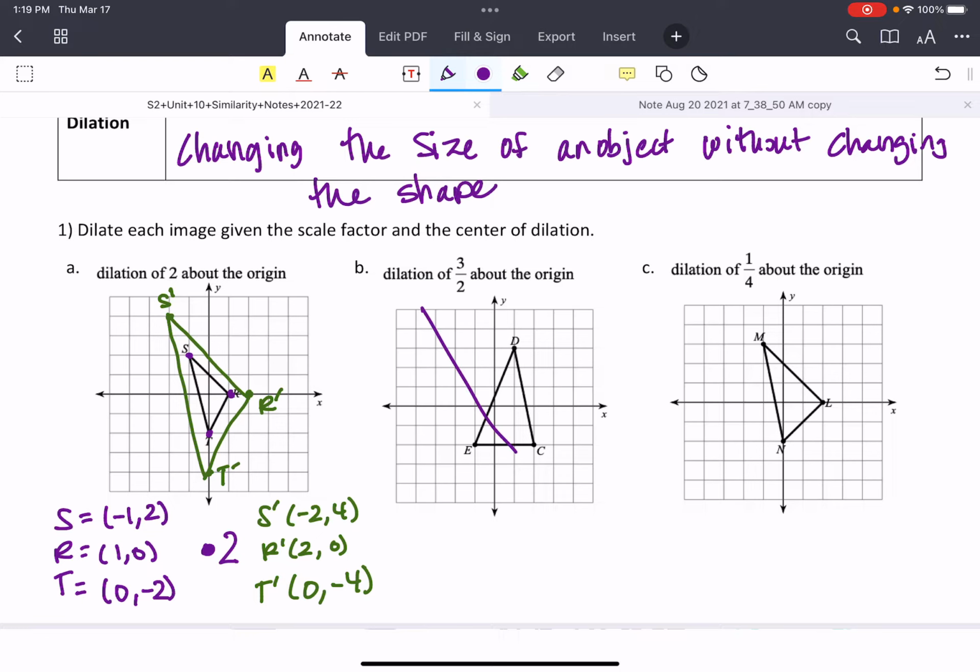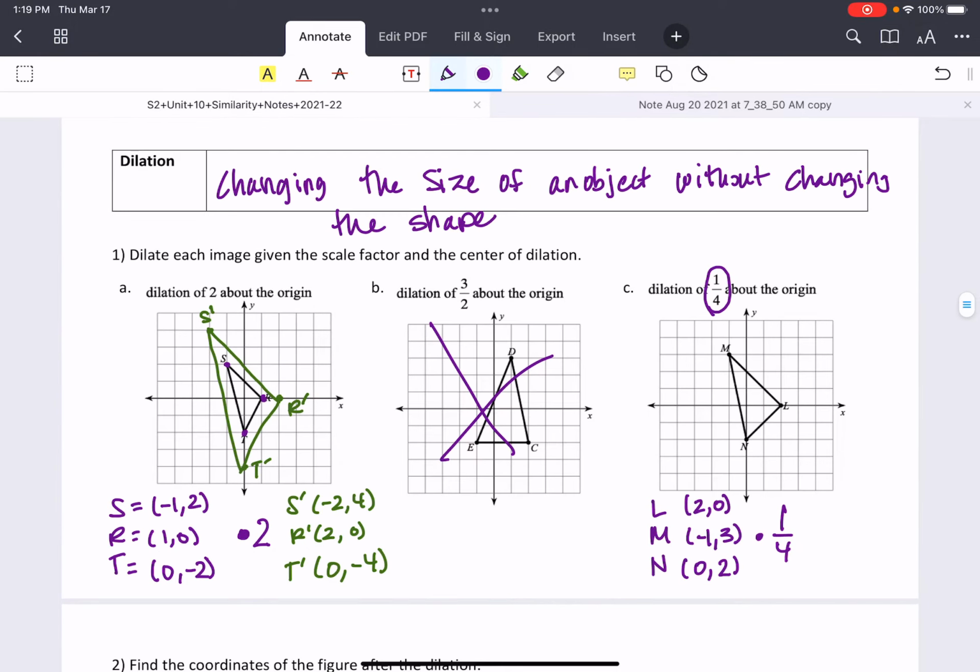All right, we're going to skip example B for a second, and we're going to move on to example C. So on example C, I have L, I have M, and I have N. L is at 2, 0. M is at -1, 3. And N is at 0, 2. And right here it tells me I want a dilation of 1/4. So I'm going to multiply all of these things by 1/4.